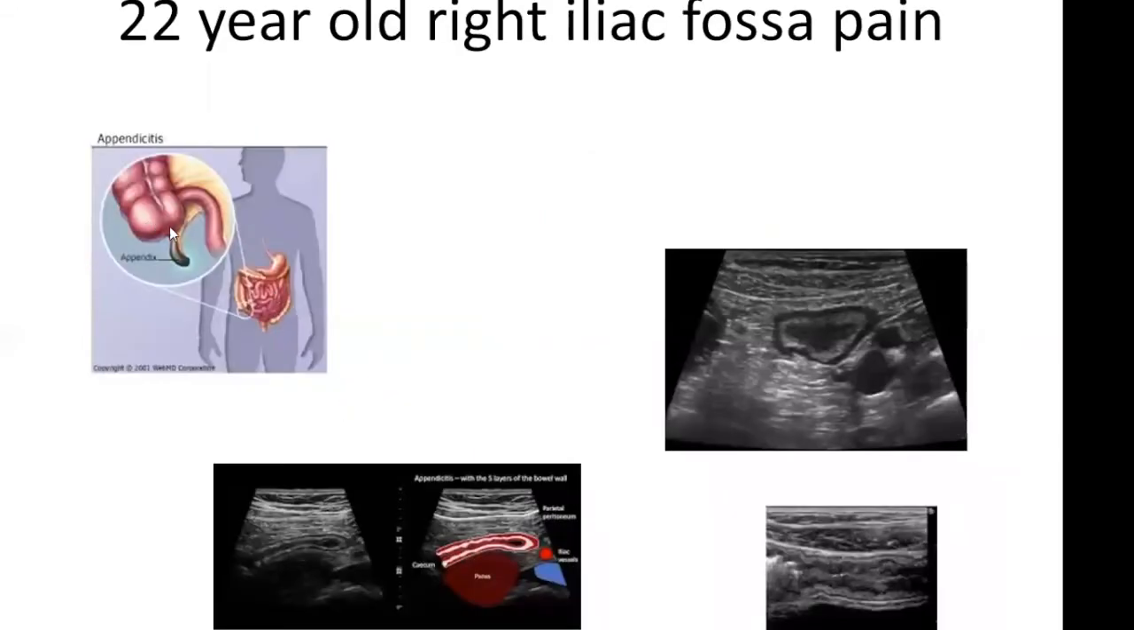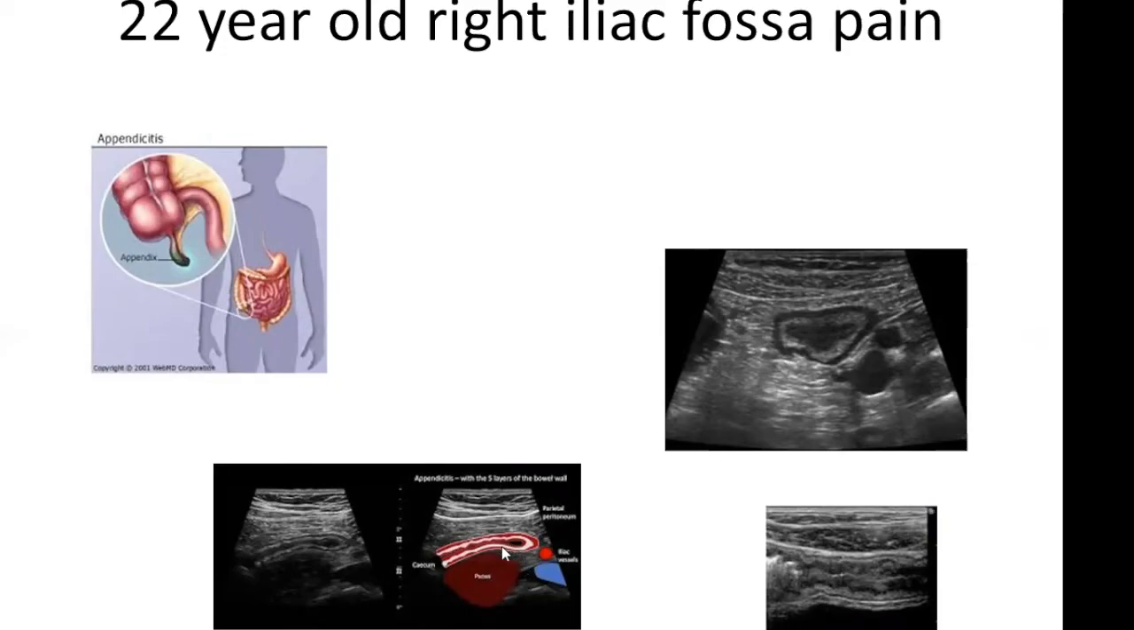And this is what we're looking for, really, in the right iliac fossa, most likely due to appendix or appendiceal pathology. And this is what it looks like on ultrasound. It's a blind-ending tube over 6 millimetres in diameter. And here it is graphically demonstrated. And here's the psoas.